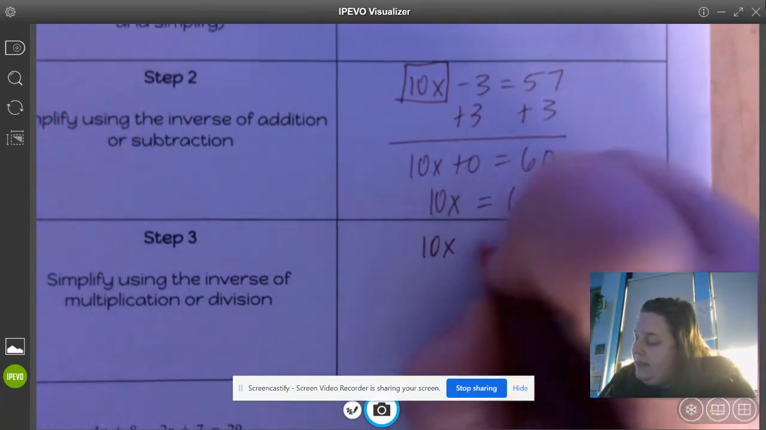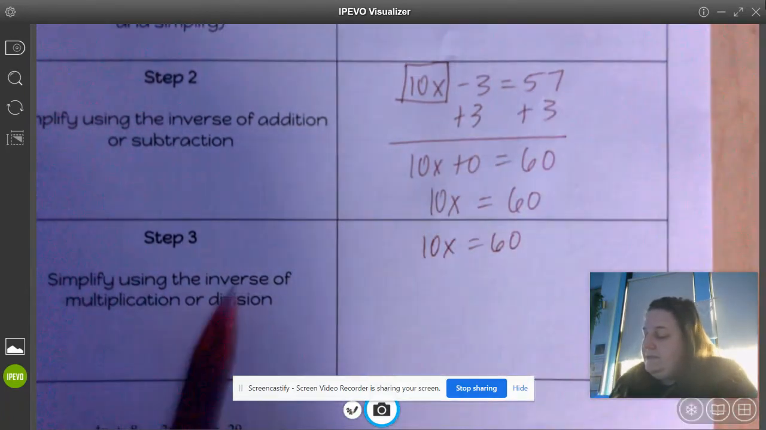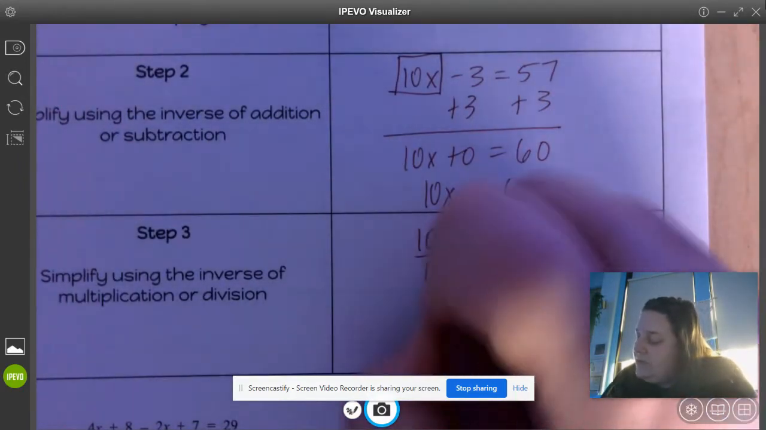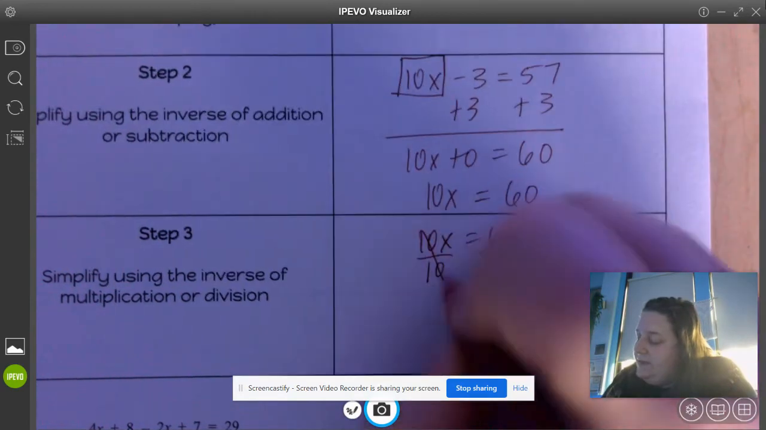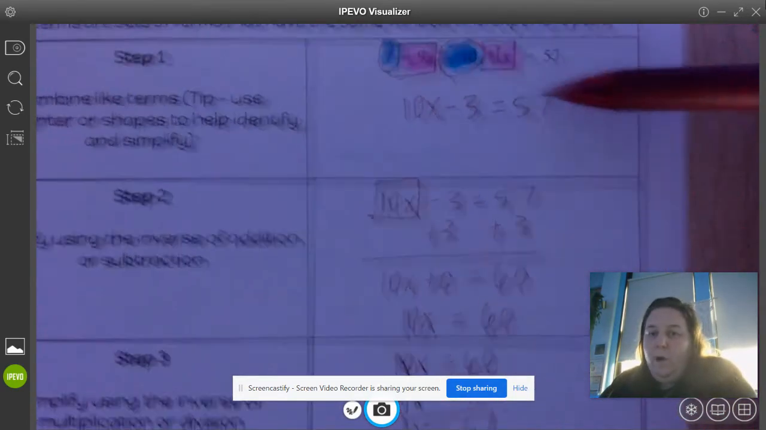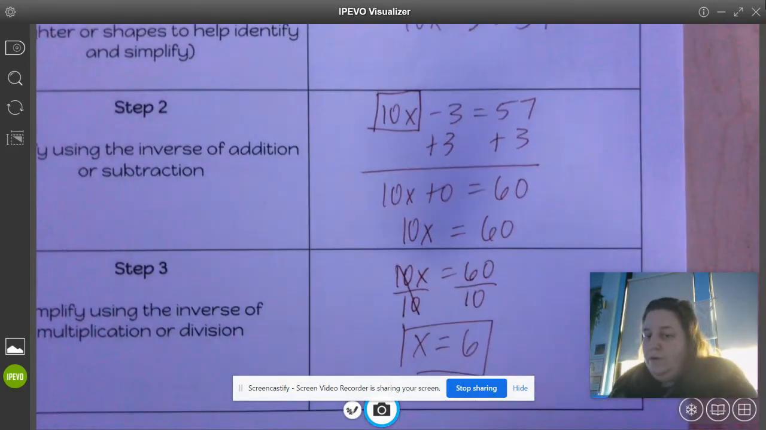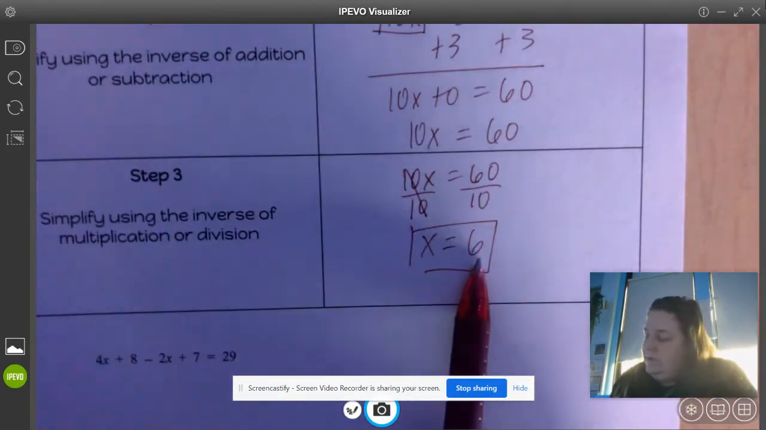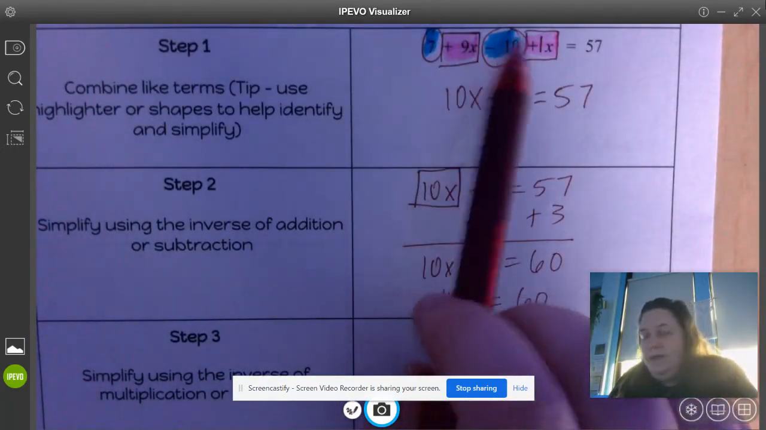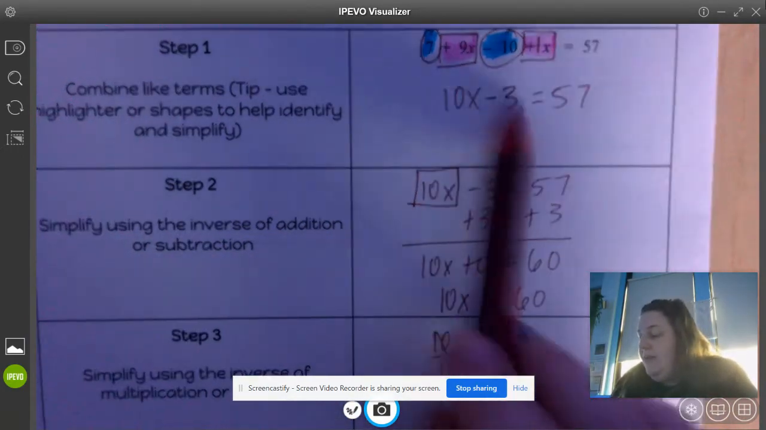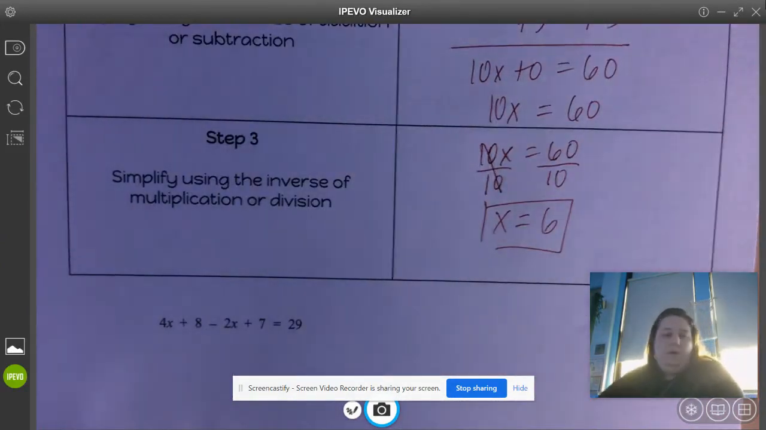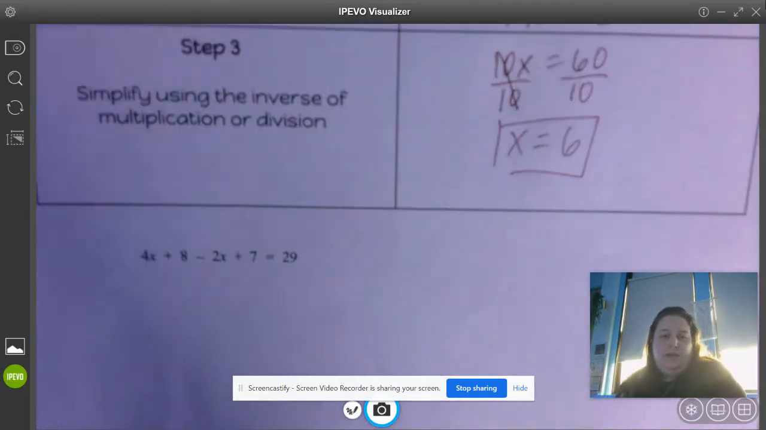So I'm just going to bring that last step down here and simplify using the inverse of multiplication or division. So it's 10 times x. The opposite would be to divide by 10. So x is equal to 6. So we went from all of these terms using what we know to solve down to this. So really the extra step is taking these multiple like terms and combining them together down to a 2-step that we do know how to solve. I'd like you to pause the video and try the problem below. When you're all set, you can come back.